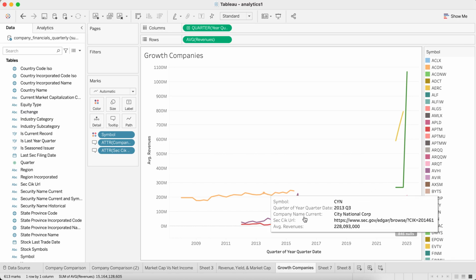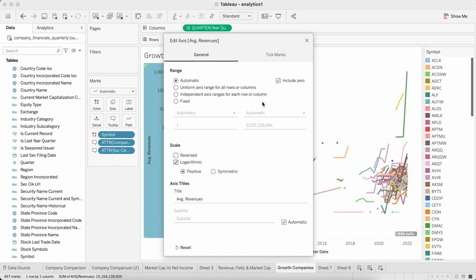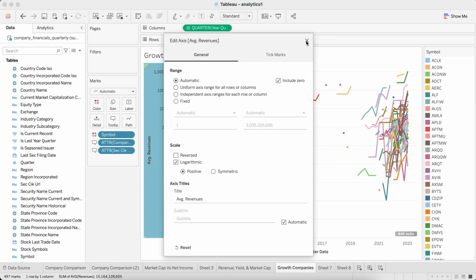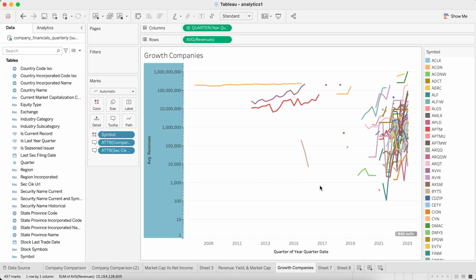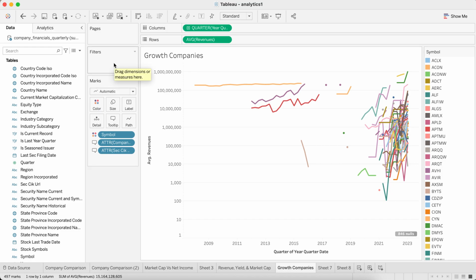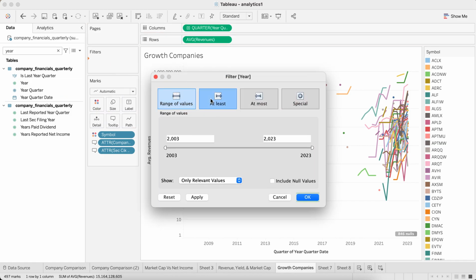Okay, so we have a lot of interesting data here. They're all at very different levels of revenue. Let's look at it logarithmically. And a lot of them look like fairly new companies. We have some missing data, and this is kind of difficult to look at. So let's add some filters. Let's say the year will need to be at least 2020.